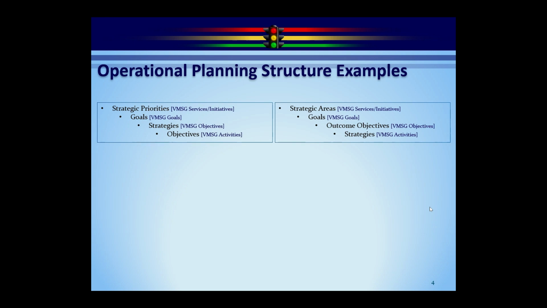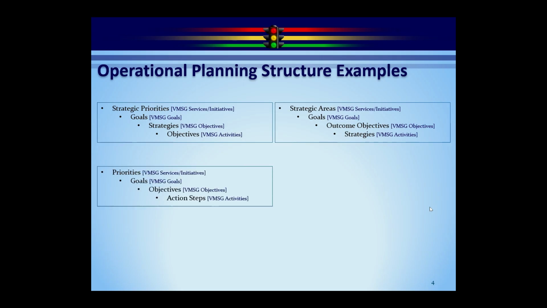Strategic areas is a pretty good definition of what services initiatives are. Goals, outcome objectives. I like that because the objective is what outcome we are trying to achieve, and then strategies to get to the outcome objective. So that's a pretty good model. Priorities, goals, objectives, and action steps. I think we even talked about this a little bit. Action steps is a real good name for activities because it is, in fact, the steps you're going to go through to get to the objective.